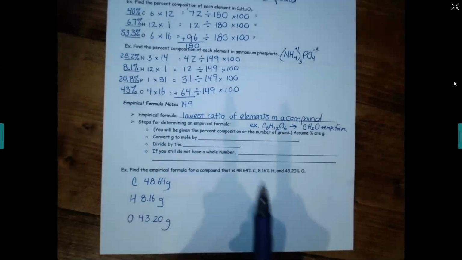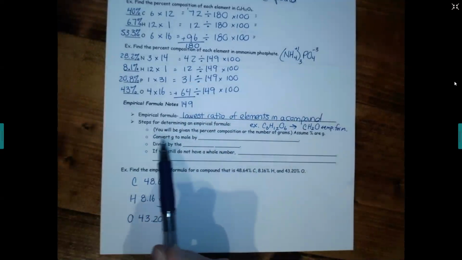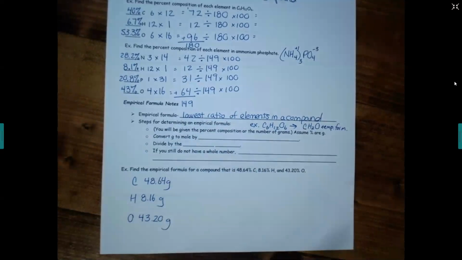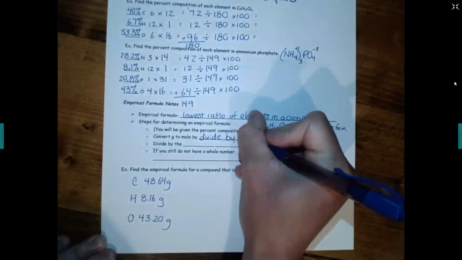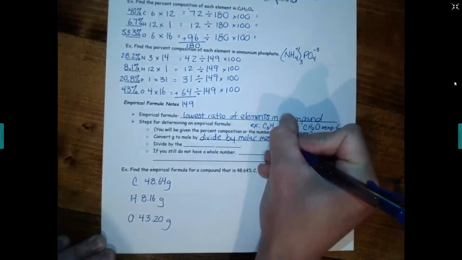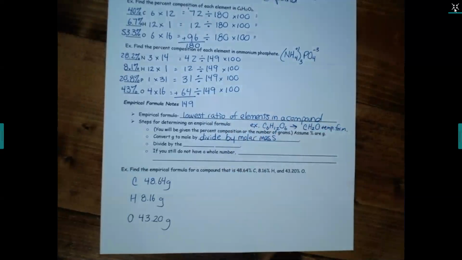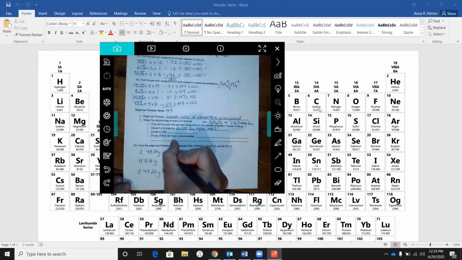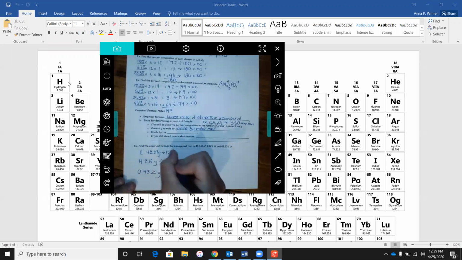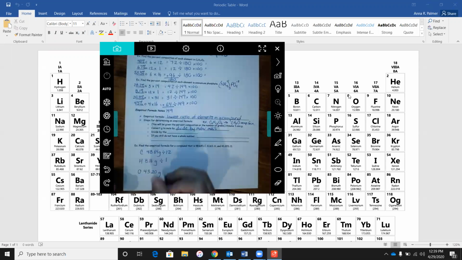All right, so step 1 complete. Step 2, convert grams into moles. Well, you should all be champs at that right now. Converting grams to moles, all you have to do is divide by the molar mass. All right, so let's go through and do that. We need our periodic table. So for carbon, carbon's molar mass is 12. Hydrogen's molar mass is 1. And oxygen's molar mass is 16.